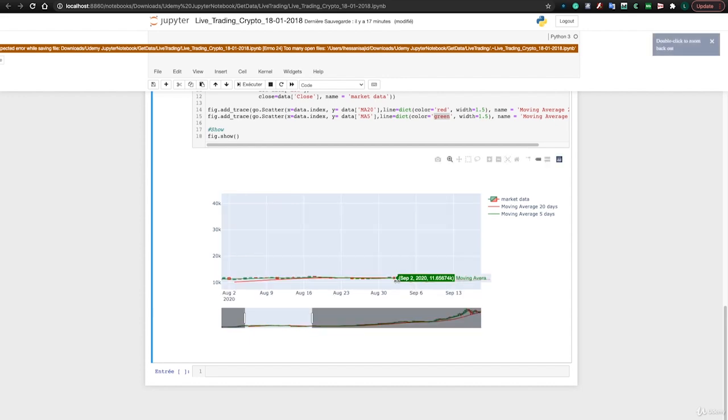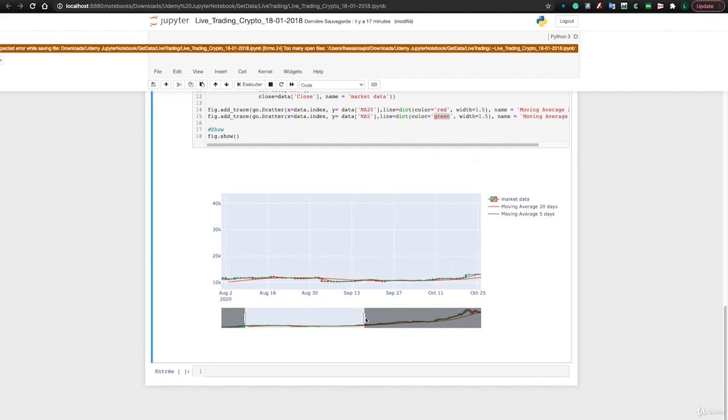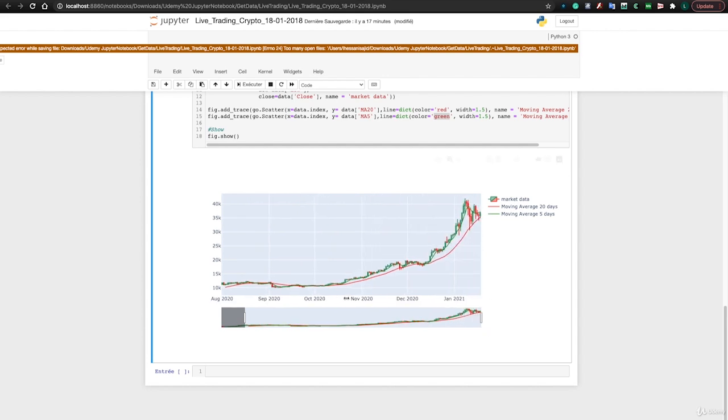As you can see here on the 2nd of September, the red line, moving average 20, went above the green line, which means that was a selling signal, the right time to sell. And they crossed each other at this moment, which means here was the right time to buy the Bitcoin on the October 8th. And since October 8th, we still have a buying signal steadily.